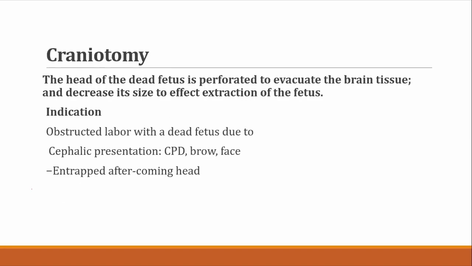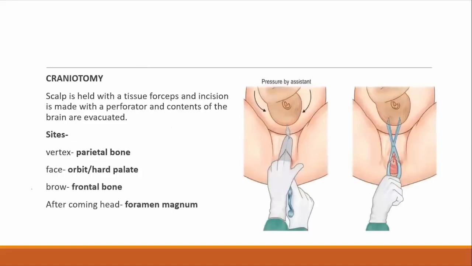When we talk about craniotomy, the head of the dead fetus is perforated to evacuate brain tissue in order to decrease the size of the head so that it can be delivered easily. Indications include obstructed labor with an intact uterus and a dead fetus, and also cephalic presentations like brow or face presentation, or in the case of an entrapped after-coming head.